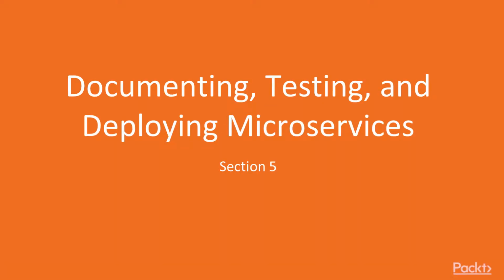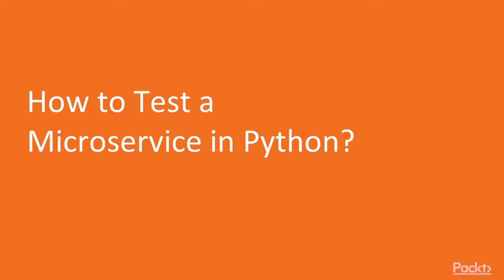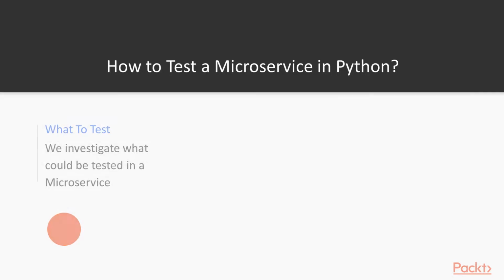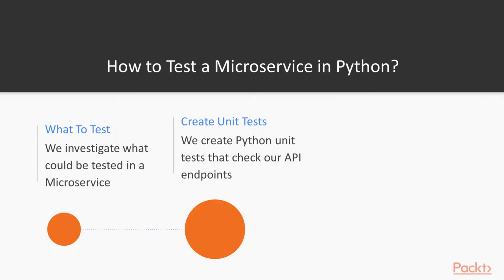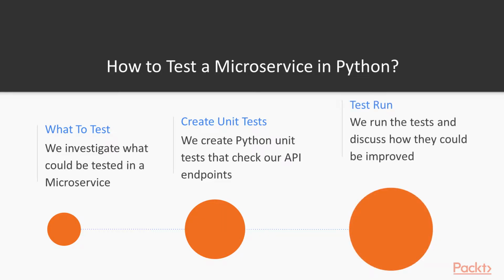Documenting, testing, and deploying. How to test a microservice in Python. In this video, we're going to investigate what could be tested in a microservice. We're going to create some Python unit tests that check our API endpoints, and then we're going to run these tests and discuss how they could be improved in the future.